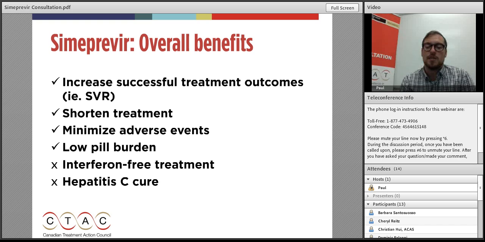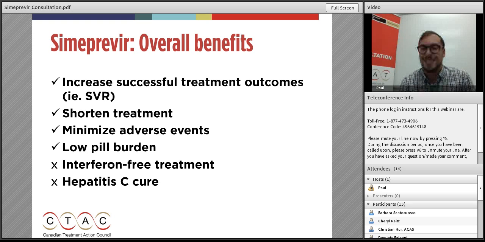At the same time, it does something that we've been wanting for quite a while. It shortens treatment by half for the vast majority of people who undertake Simeprevir treatment, which is a good news story. It minimizes adverse events. Unfortunately, we're still using pegylated interferon, which creates the vast majority of the adverse events that we see when anybody undertakes hepatitis C treatment. Luckily, for most people, a Simeprevir backbone treatment is only going to be 24 weeks in duration, so that is some help in this.